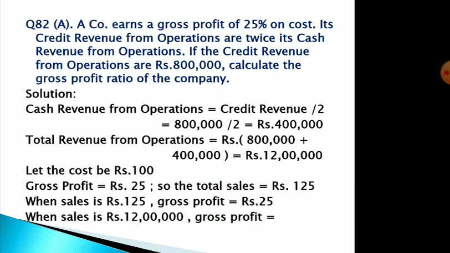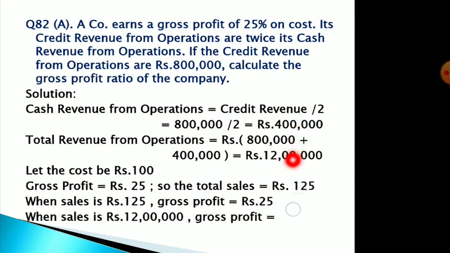Next, question number 82A. A company earns a gross profit of 25% on cost. Its credit revenue from operations is twice its cash revenue from operations. If the credit revenue from operations is rupees 8 lakh, calculate the gross profit ratio of the company. Here, the question is mentioning that the credit revenue from operations is twice the cash revenue. So can we write that the cash revenue from operations is equal to half of the credit revenue from operations? Therefore, we have written 8 lakh divided by 2, that is rupees 4 lakh.